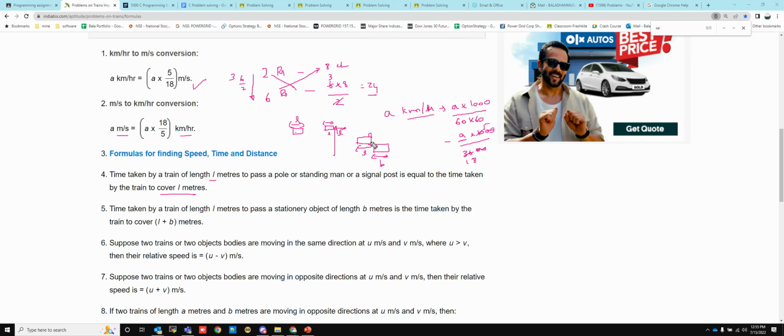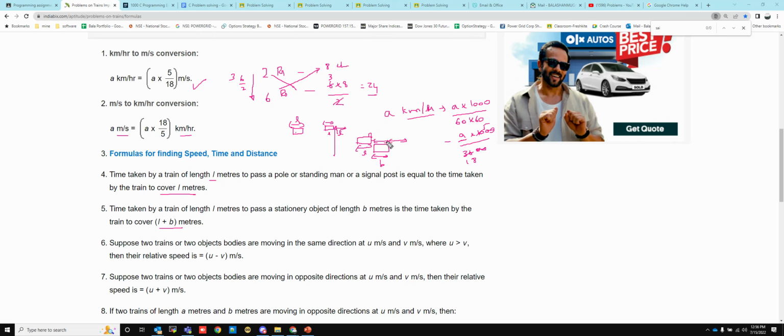Now the time taken by the train of L meters to cross the object of B meters: the train has to completely cross this B meters, and then again one more L meters it has to cross for the train to come over this side. So the train has to cover L plus B meters, right? So the time taken by the train to cross the stationary object is equal to the time taken by the train to cover L plus B meters.